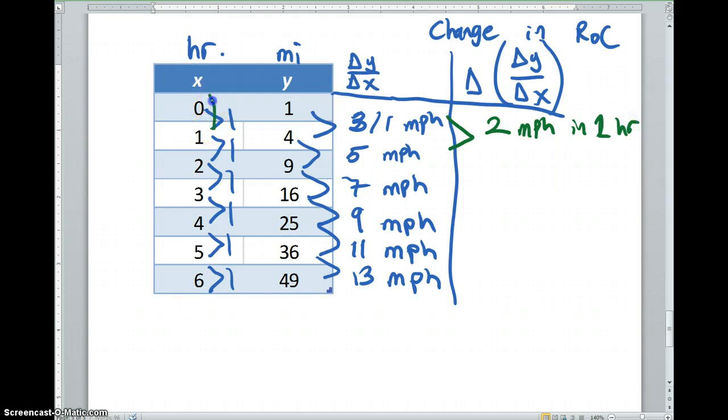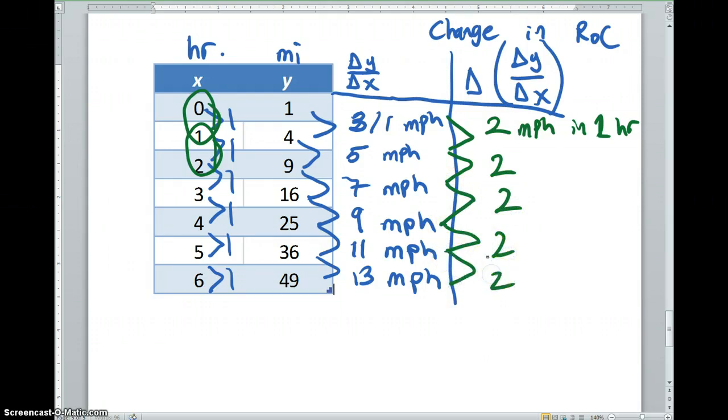So when I went from 0 to 1, and then from 1 to 2, over the span of that 1 hour period, the speed increased. Similarly, here, the increase in the slope is 2. The increase in the slope is 2, again 2, and again 2.